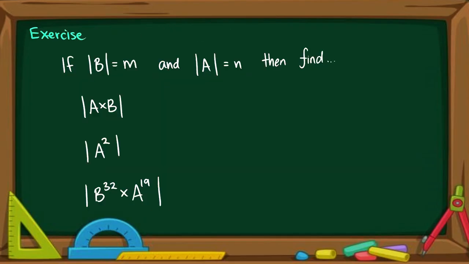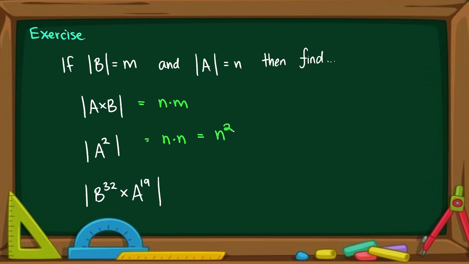Okay, and one last thing with cardinalities. Let's just assume we have 2 sets. The size of B is M, and the size of A is N. Then what is A cross B? What is the size of that? Well, that's going to be N times M, which is just NM. What about the size of A squared? Well, this would just be N times N, which is N squared.